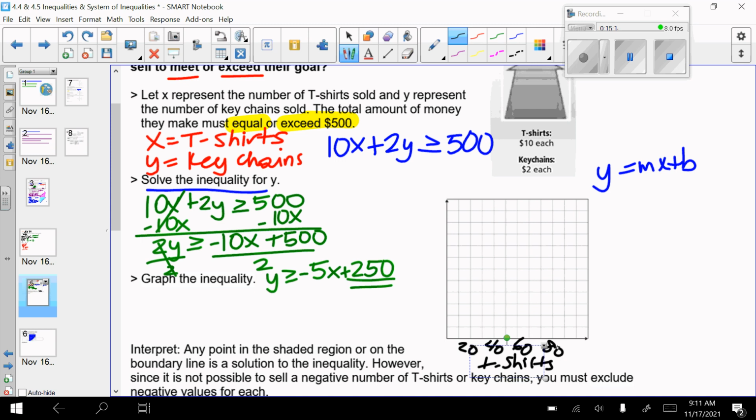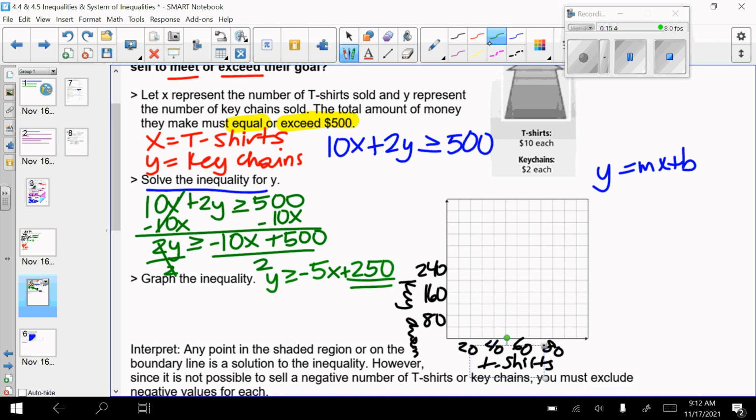And then your keychains are your y's. And just to make it easier on myself, I'm going to do it by 80. So 80, 160. So each block is basically 40. Just to kind of make it easier on us. And this is keychains. Okay, so let's go ahead and graph it.